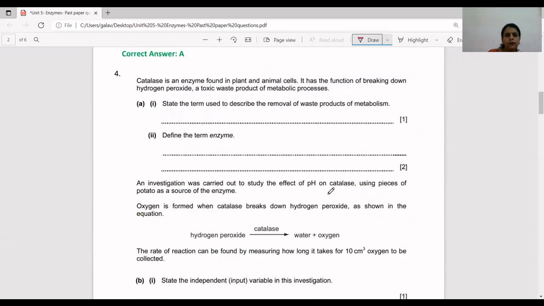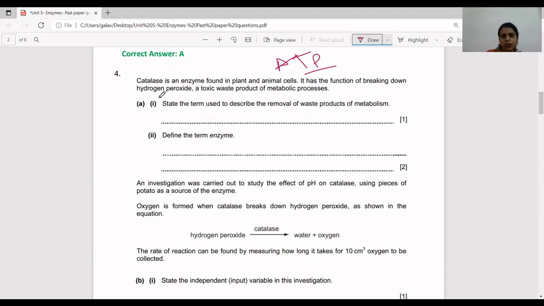And the fourth question is from your paper number 6, which is ATP. ATP means alternative to practicals. Okay, so let's begin. Catalase is an enzyme found in plant and animal cells. I've taught you about catalase in the previous 2 videos. I've told you that catalase is the enzyme which is found in plant and animal cells.